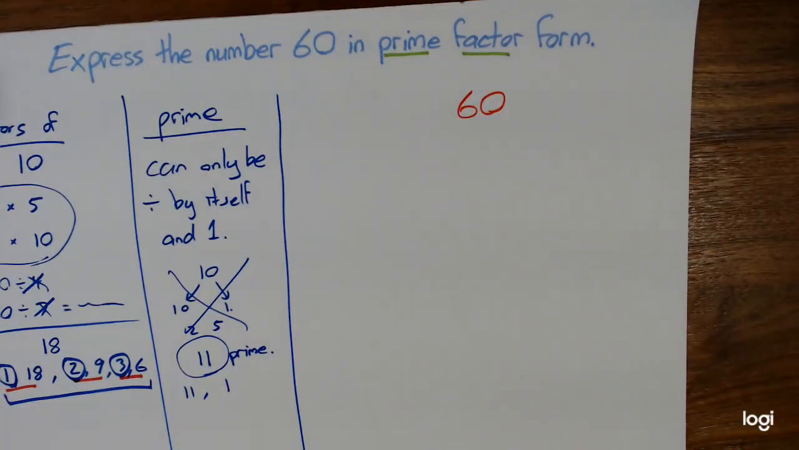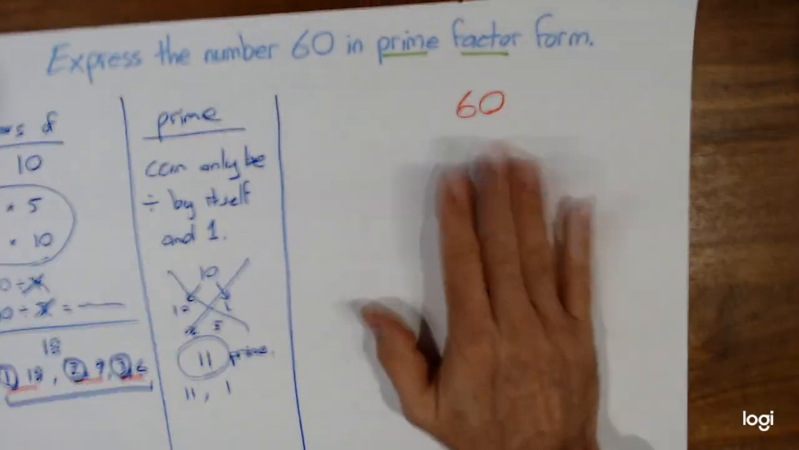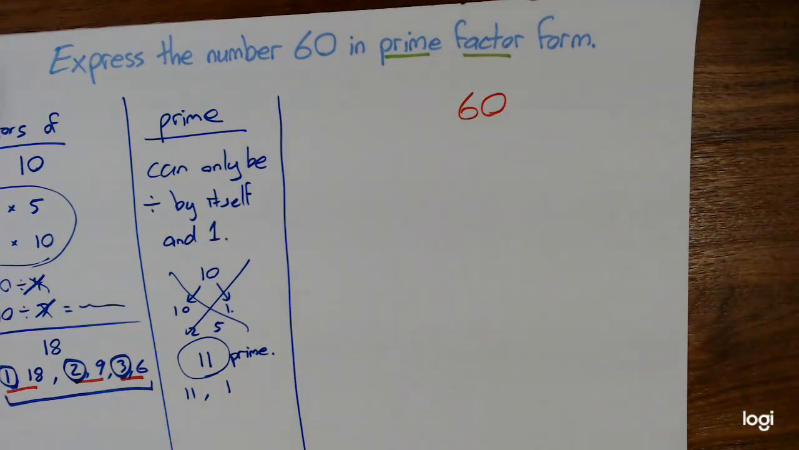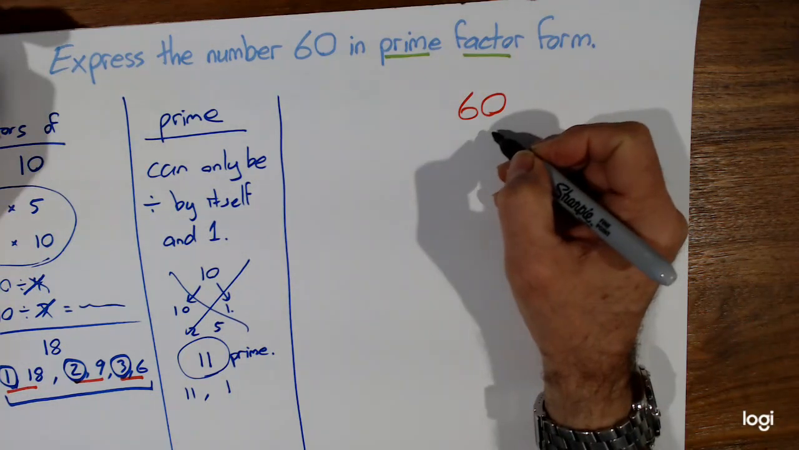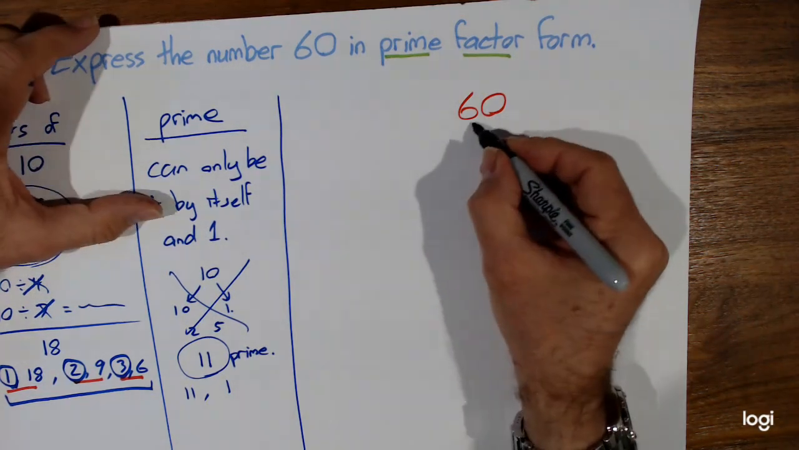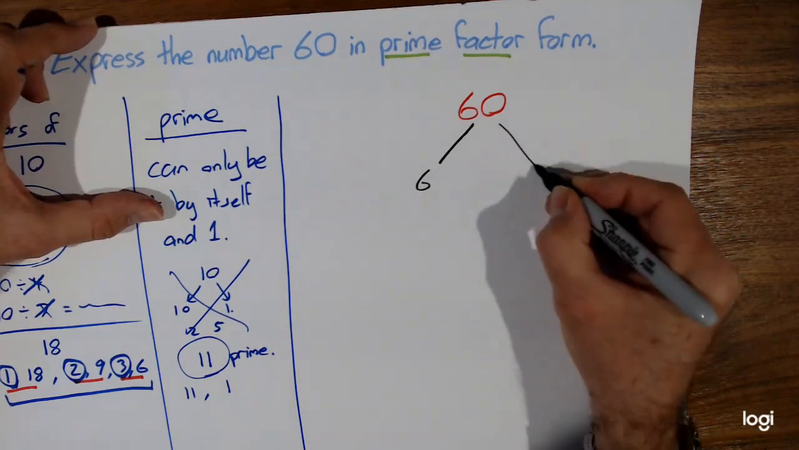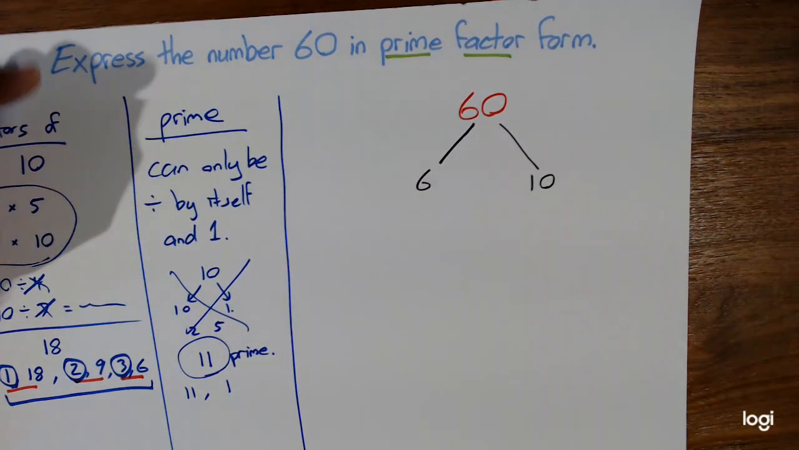And here's the best way to do it. Leave yourself a lot of space down here. We're going to go vertical. So here's the way to go. Pick any 2 numbers that multiply to 60. I'm going to go 6 and 10. 6 times 10 is 60.